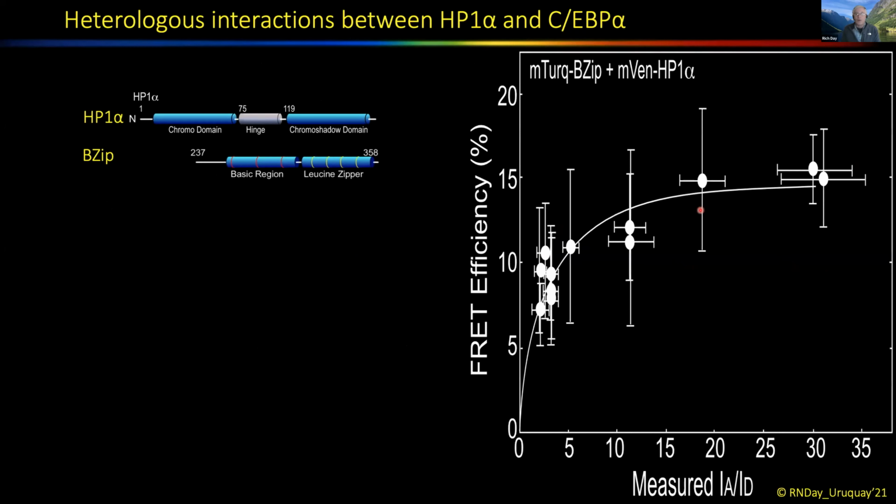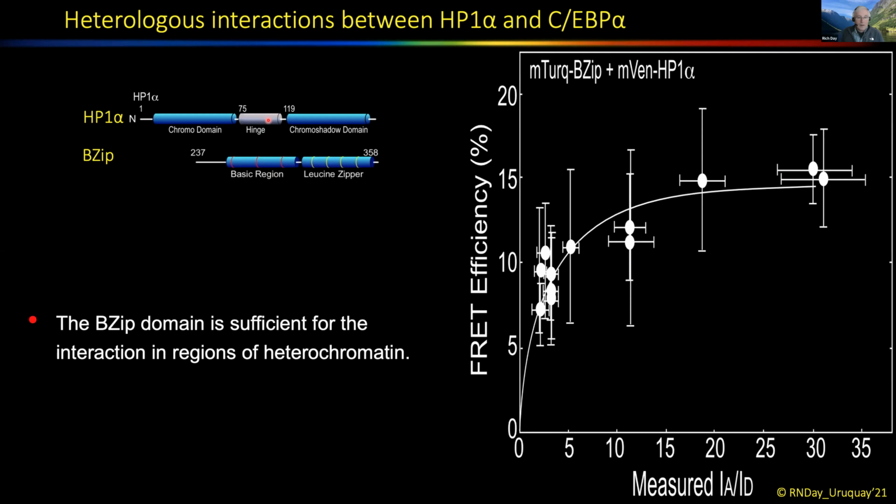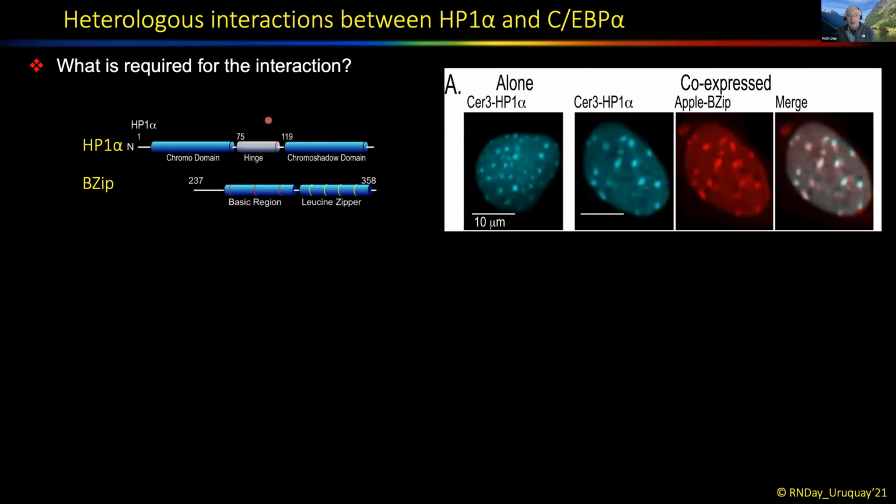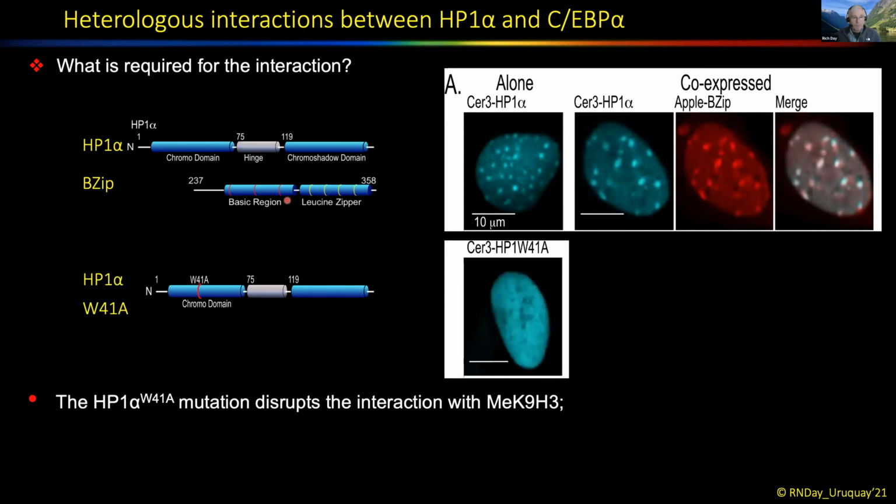And then when we did the FRET-FLIM experiment, this is the result we got. Again, a maximum FRET efficiency of around 15%, indicating that just the BZip domain was required for the interaction with HP1 alpha. So that tells us that getting CEBP alpha into heterochromatin was sufficient to interact with HP1 alpha. Next, we wanted to know what's required within HP1 alpha for this interaction.